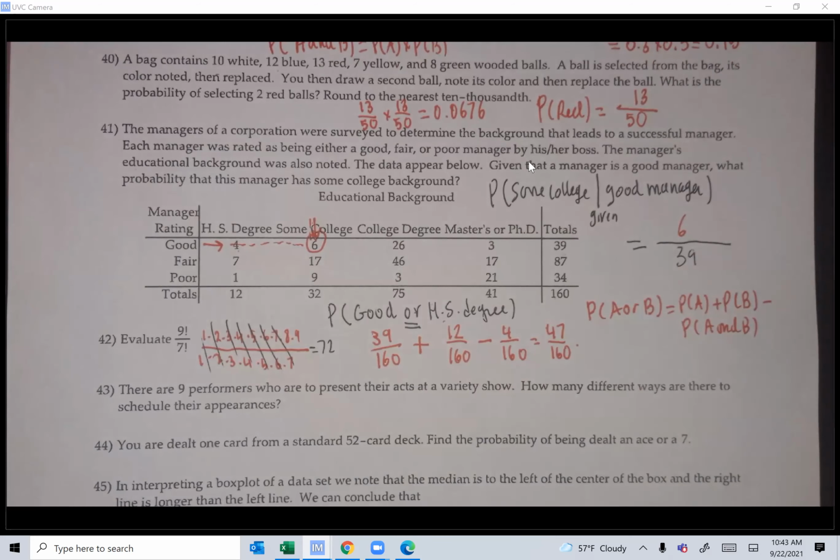Oh, we're almost done with this one, and I'm going to let you work on the other one on your own.